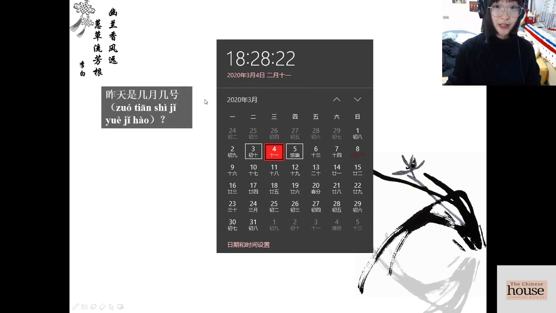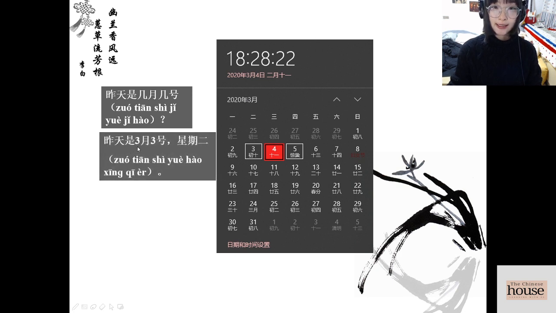So, 昨天是几月几号? This is a question. What date is yesterday? 昨天是 means yesterday is, 几 means which, 月 means month, 号 means day. 昨天是几月几号? 昨天是3月3号，星期二. 星期二 means Tuesday. What is Monday? Right, 星期一.